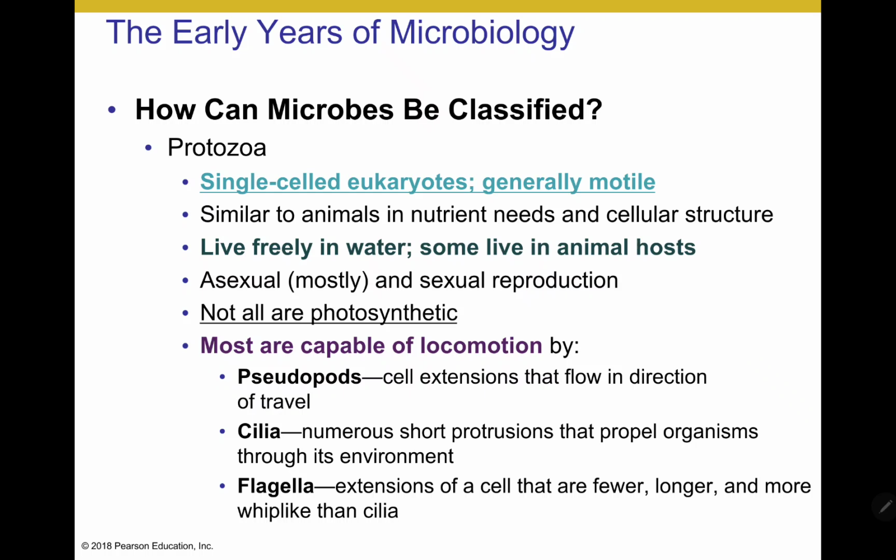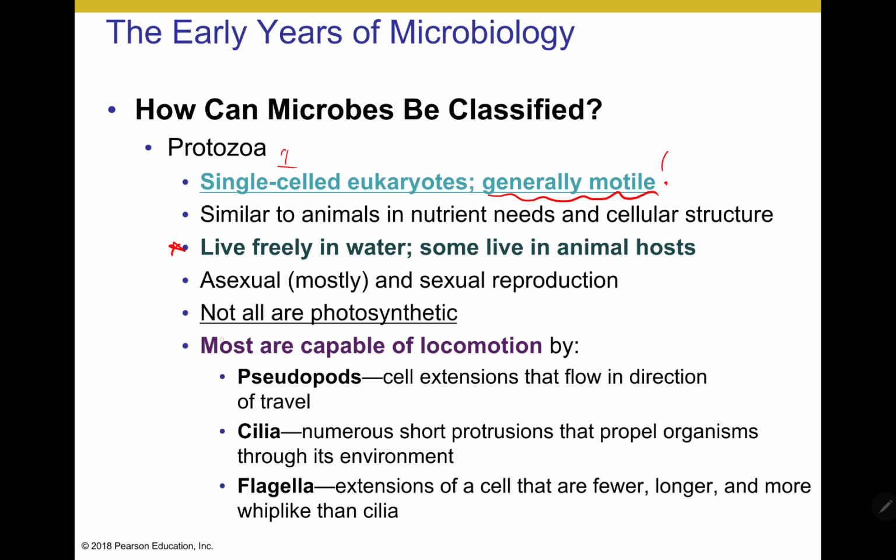Protozoa are microorganisms that are single-celled eukaryotes. So it's only one cell, right? Single-celled eukaryotes that are generally motile. You've got to remember that about them. They are generally motile. They're going to be similar to animals in their nutrient needs and cellular structure. They live freely in water, and some will actually live in animal hosts. They can reproduce asexually for the most part, or even through sexual reproduction.